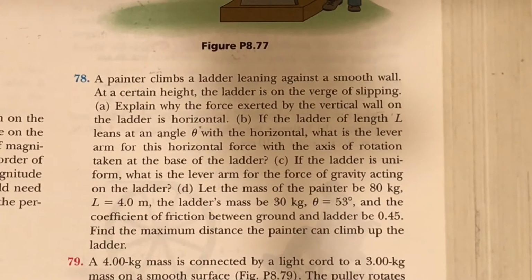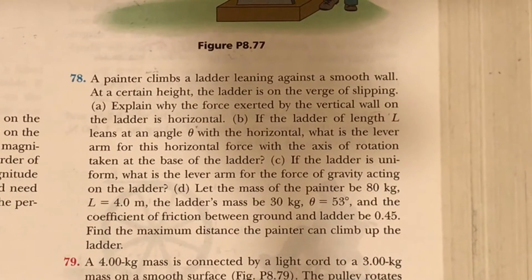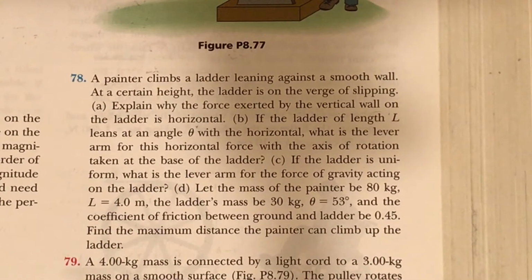Let's do problem number 78. A painter climbs a ladder leaning against a smooth wall. At a certain height, the ladder is on the verge of slipping. A. Explain why the force exerted by the vertical wall on the ladder is horizontal.